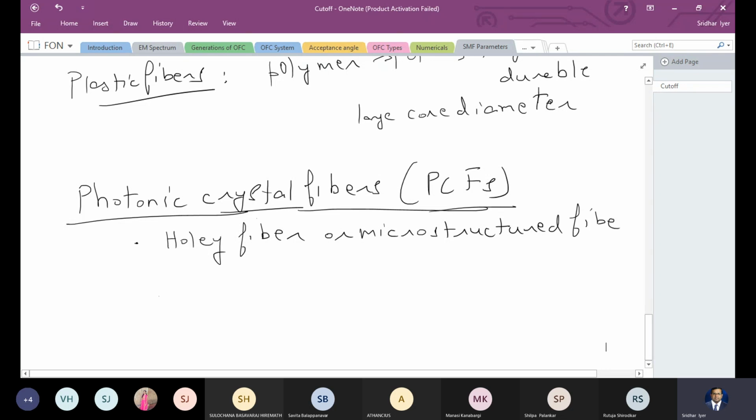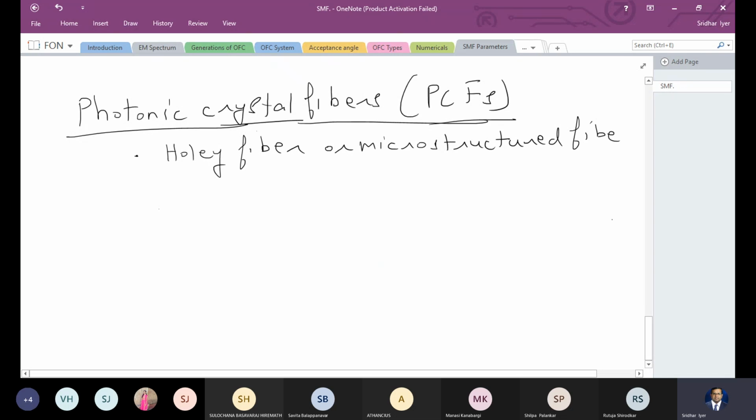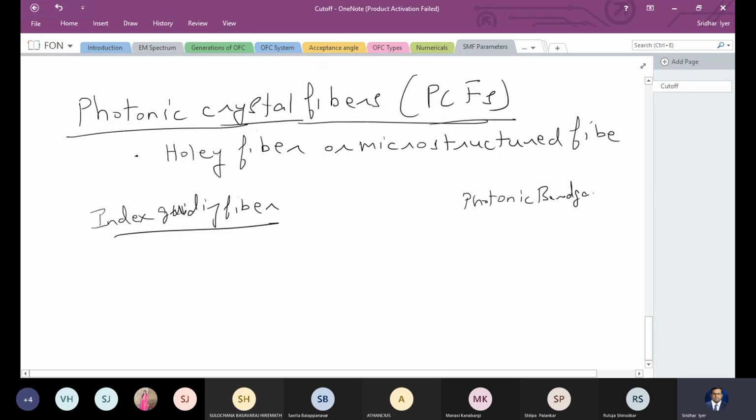So they look like this. Let me quickly draw them. So there is one kind of fiber, it is known as the index guiding fiber, and on the other hand you have the photonic band gap fiber. So these are the types of PCFs that you could have, right?